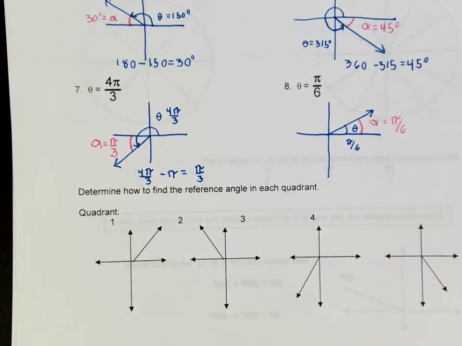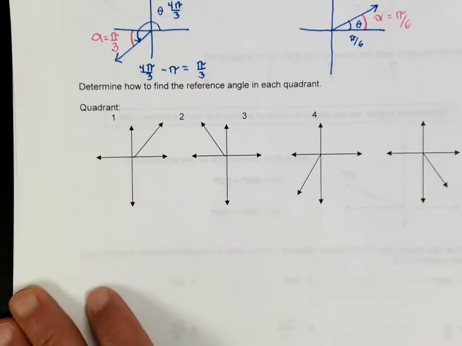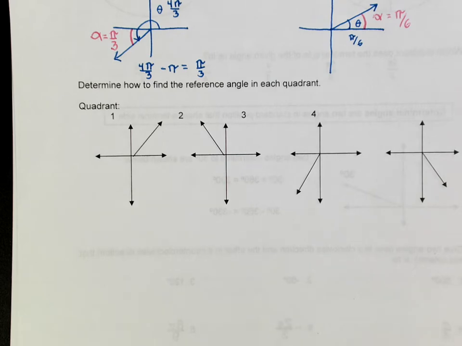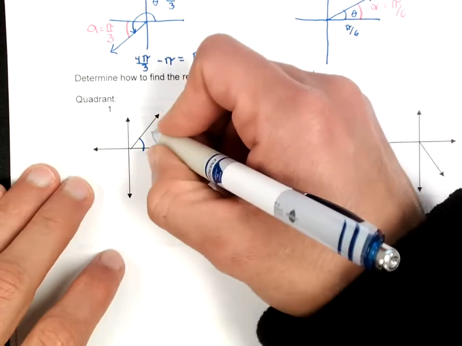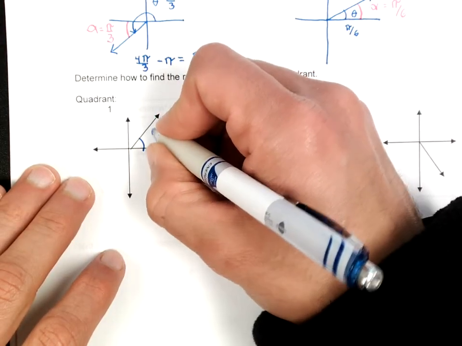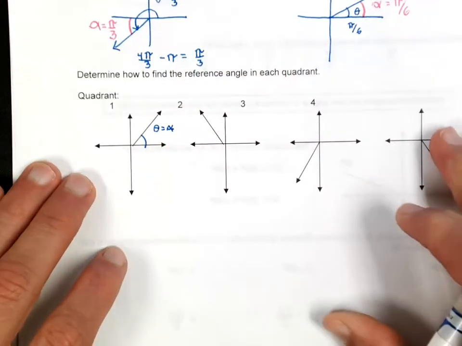All right. Determine how to find the reference angle in each quadrant. If you're looking at it, essentially all you're doing is trying to find the closest distance to the x-axis. In this case, that's this one. So if it's this one, well, this one is easy. Theta is equal to alpha. That's not a big deal.